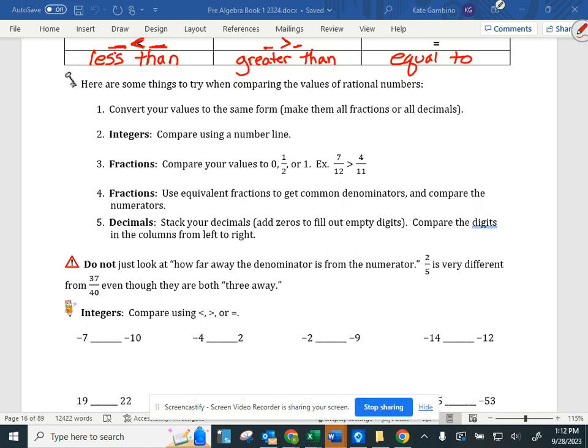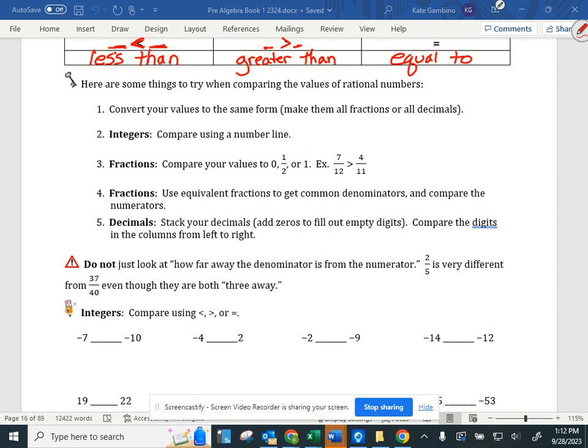Number one, convert your values to the same form. It's hard to compare some fractions with some decimals, knowing which was where. So put them all in the same form. Make them all fractions or make them all decimals. Easy to compare when they're the same style.